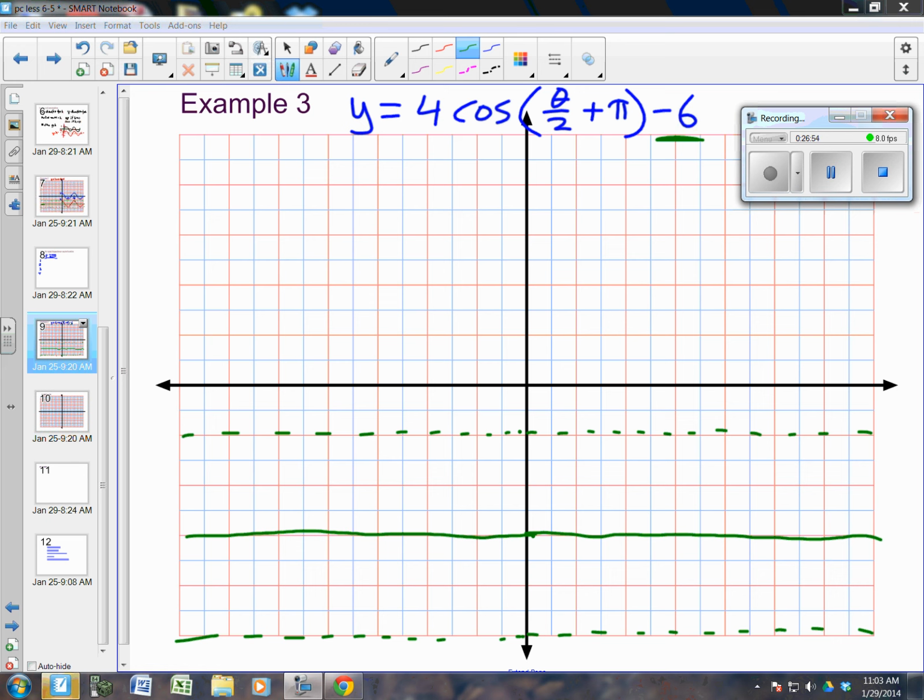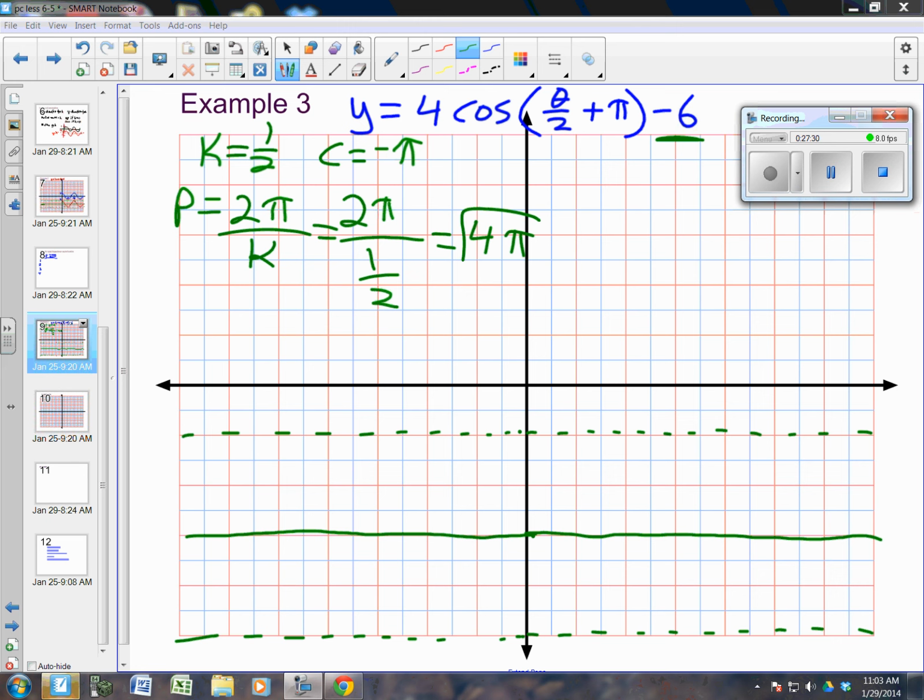Period. The period. Okay, how do I find period? What's K, by the way, you guys? What's K? It's 1/2. Well, there's no 1 there. Why is it 1/2? Because it's theta over 2, which means 1/2 theta, right? What's C? It's not pi. What is it? It's negative pi. Good. Okay, so to find the period, first of all, period is equal to 2 pi over k. So 2 pi over 1/2. If I flip that, what's it going to be? 4 pi. So there's my period.